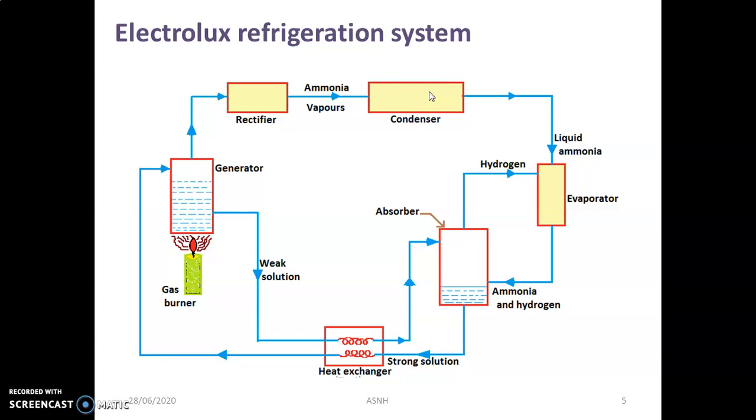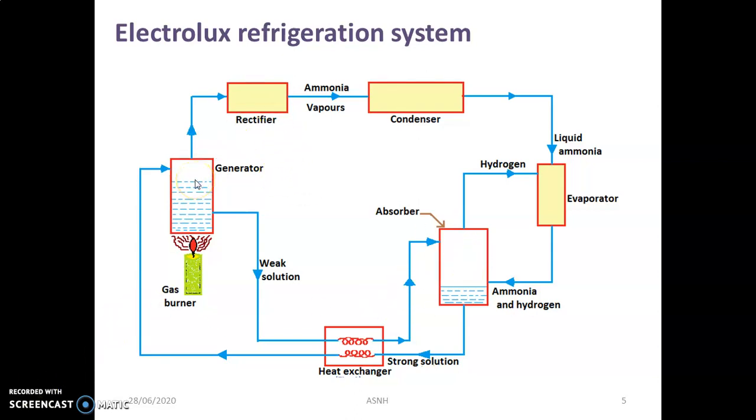The hot weak solution left behind in the generator flows to the absorber through the heat exchanger. This hot weak solution is cooled while passing through the heat exchanger. The heat removed by the weak solution is utilized in raising the temperature of the strong solution passing through the heat exchanger. In this way, absorption is accelerated and the refrigeration system improves in the Electrolux refrigeration system. So I repeat the Electrolux refrigeration system once again.